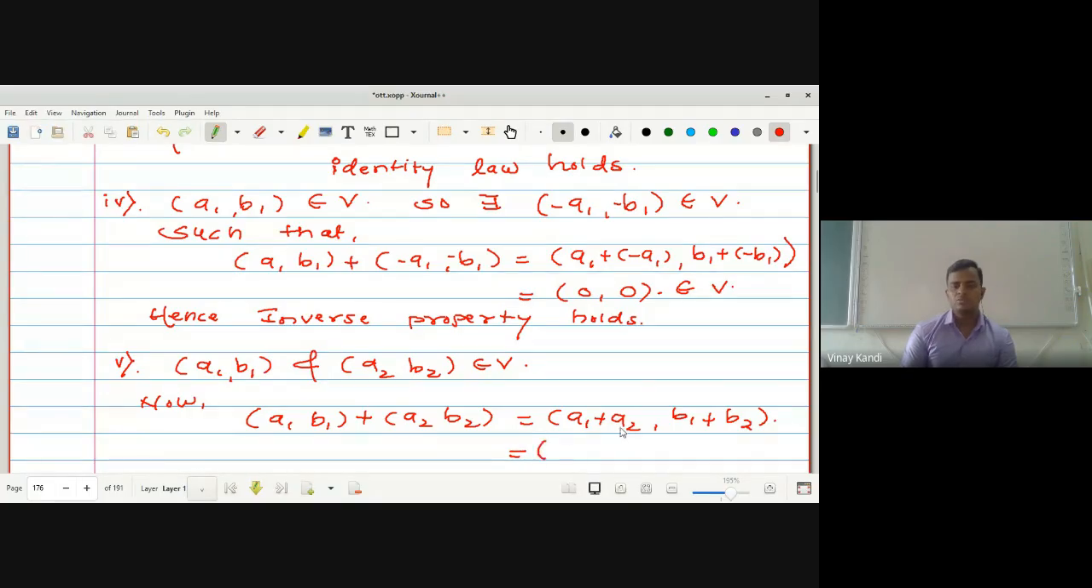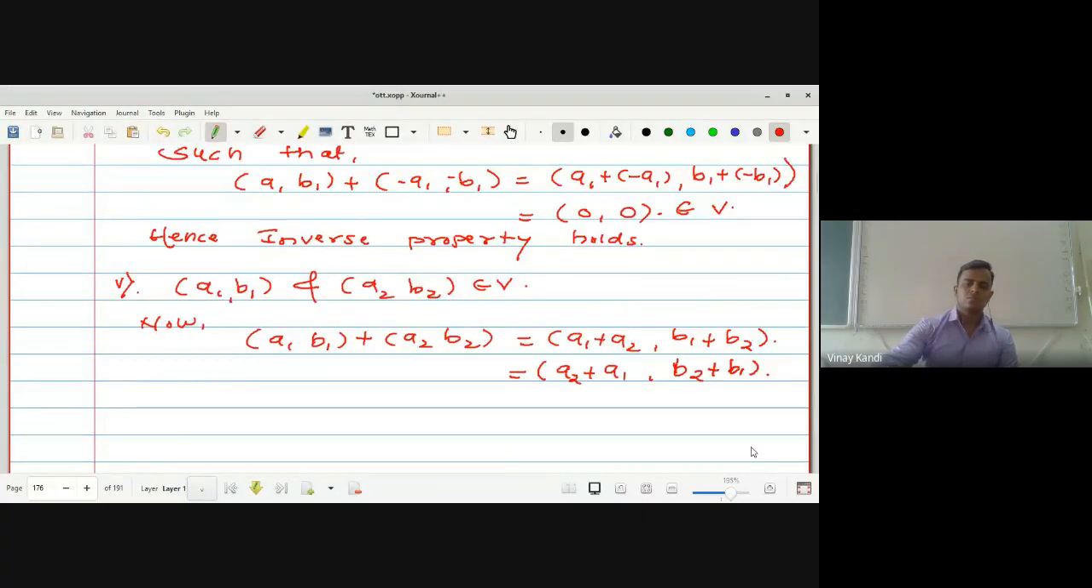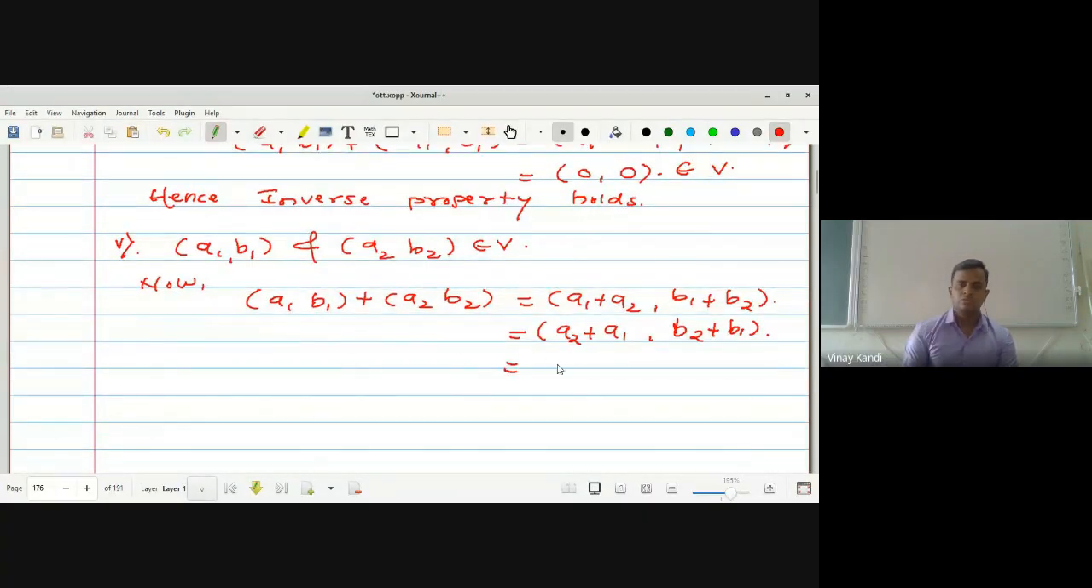So a1 + a2 we can write as a2 + a1. 3 plus 4 or 4 plus 3, the answer will be the same, right? This is b2 + b1. So this is equal to (a2, b2) + (a1, b1). Hence, commutative law holds.